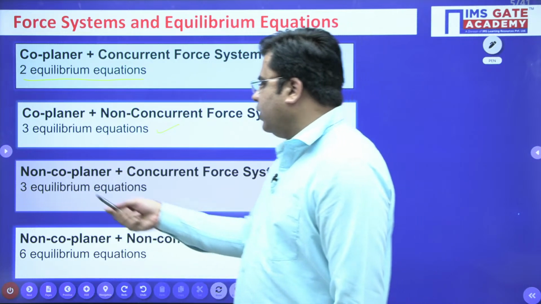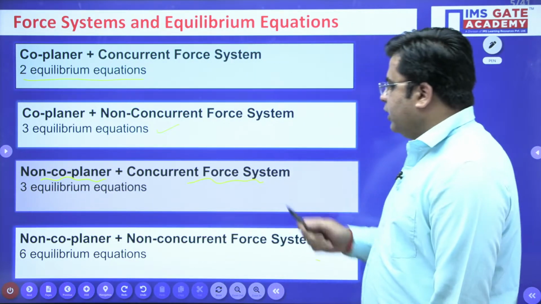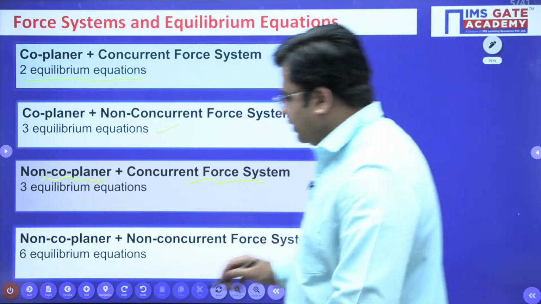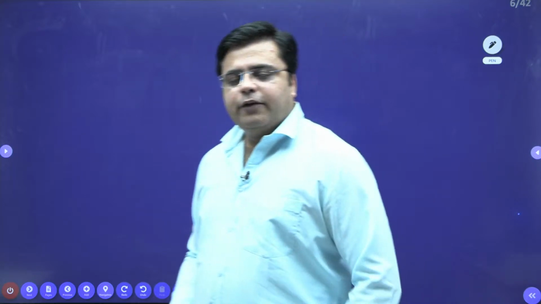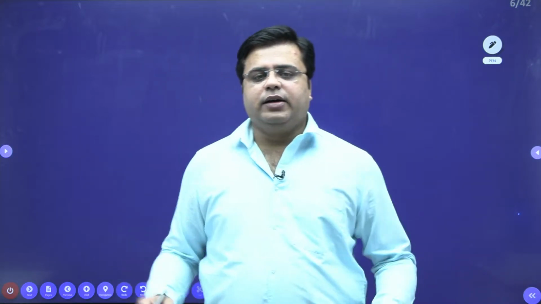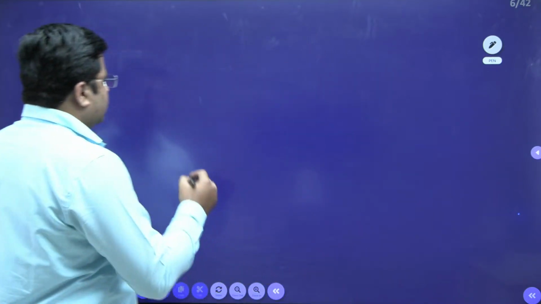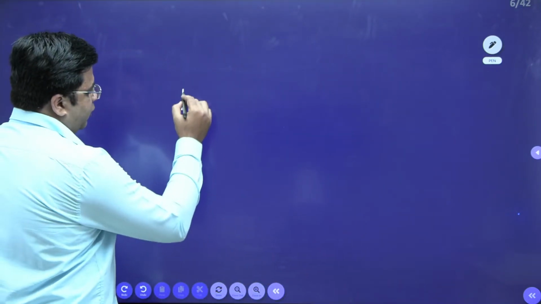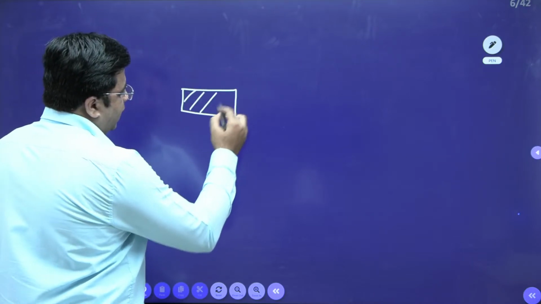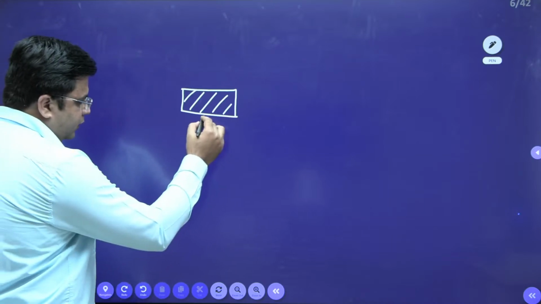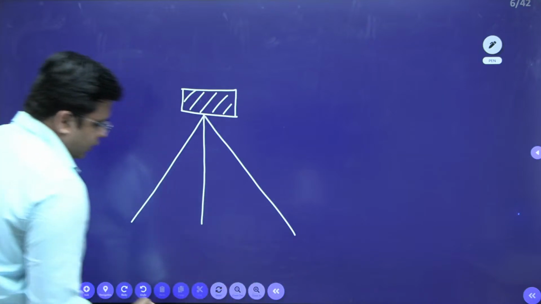Next, for a non-coplanar concurrent force system, the number of equilibrium equations is 3. Let us see the non-coplanar concurrent force system. If you have seen this camera stand or the tripod stand or the total stations, right? So you have this camera fixed or tripod fixed like this, right? And below this, you have this camera tripod and you have the stand like this. You have a stand like this, right?